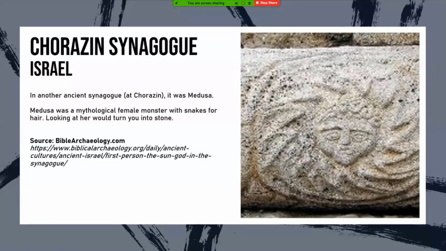It gets worse though. If we take a look at the Chorazin synagogue, in another ancient synagogue at Chorazin, here's the head of Medusa. Medusa was a mythological female monster with snakes for hair. Looking at her would turn you into stone. Most people know the story of Medusa, but there's no reason in the world why the Jews should have this inside of their synagogues.